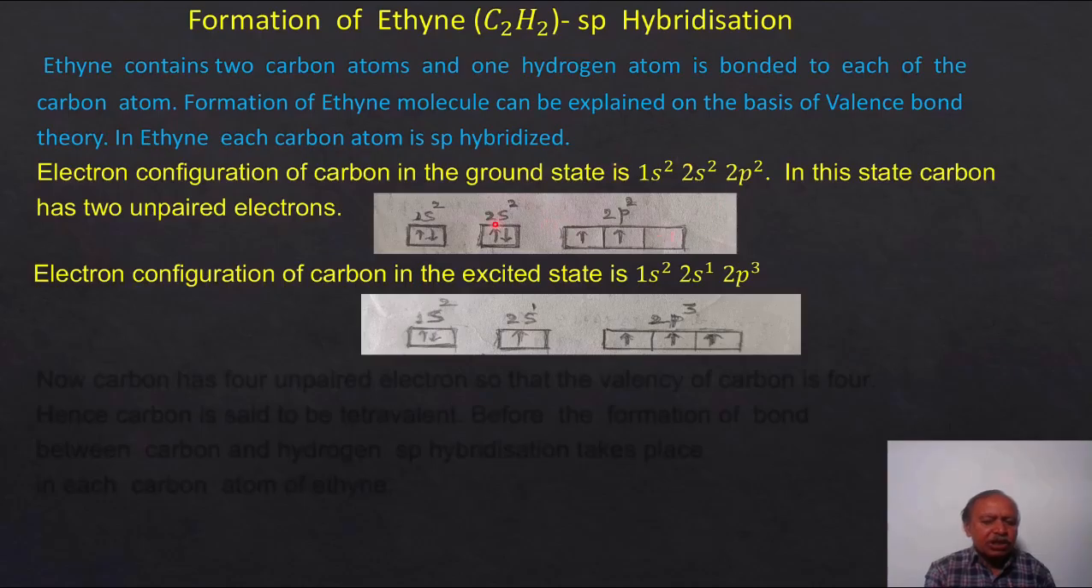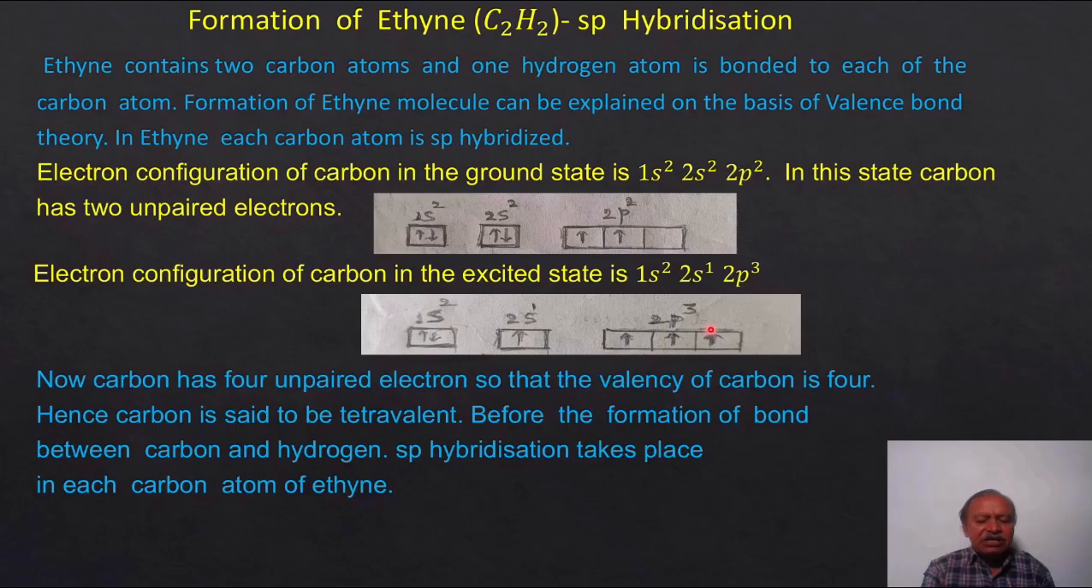So 1 electron will remain here in the 2s orbital. This is 2s1, and the 2p orbitals will have 3 electrons. So totally there are 4 unpaired electrons in the excited state of the carbon atom. So the valence of carbon is 4. It is said to be tetravalent, because there are 4 unpaired electrons and the valence of carbon is 4.